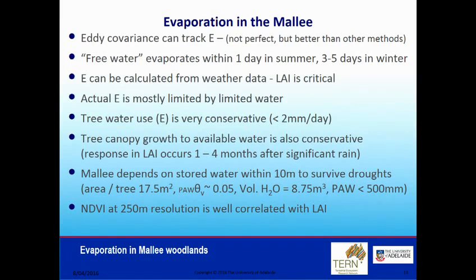This system is mostly water limited. Tree water use is very conservative. If you see a water use of about 2 millimetres a day, that's a very high water use, unlike agricultural crops, where you might see it up to 10 or 12 millimetres a day. Tree crop growth as available water is also conservative. It doesn't respond very rapidly after rainfall, and once you've got stored water, it's quite slow, so it's very conservative in that respect. We can calculate how much water the mallee has available to it. We won't see roots below about 10 metres because we get into the Blanchetown clay. So we can calculate that. And the NDVI, the satellite-derived data at 250 metres resolution, actually correlates very well with leaf area index and will give us an independent measure of that important parameter.